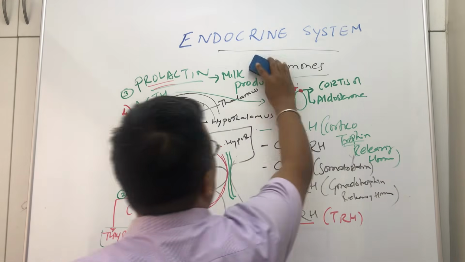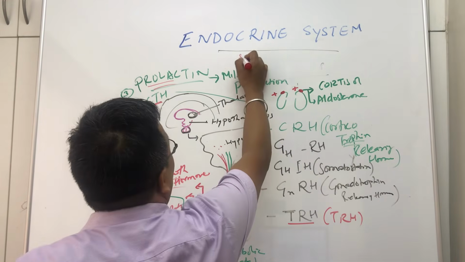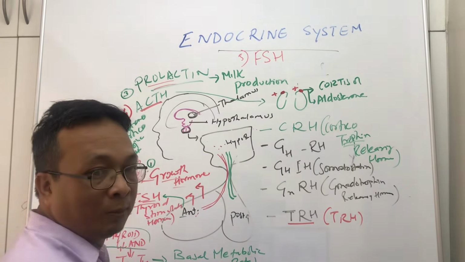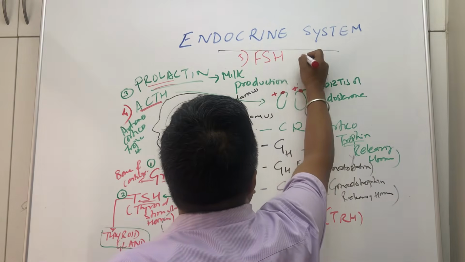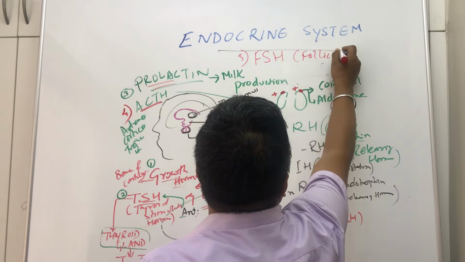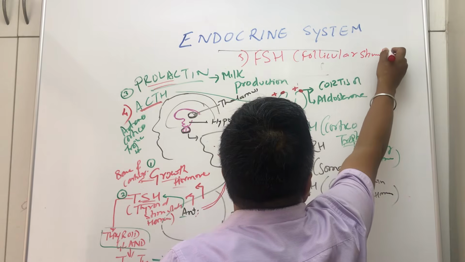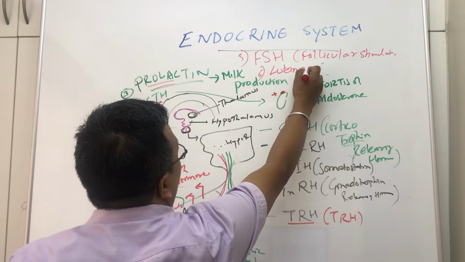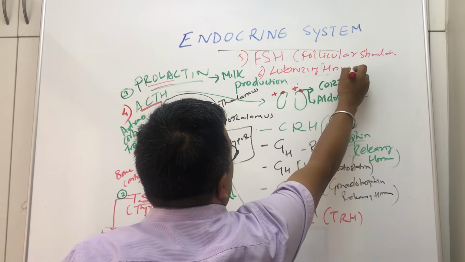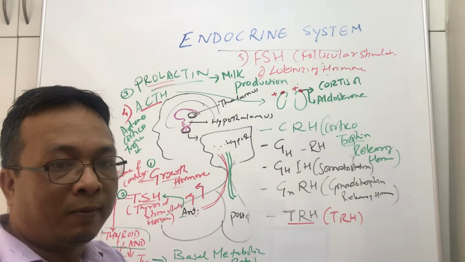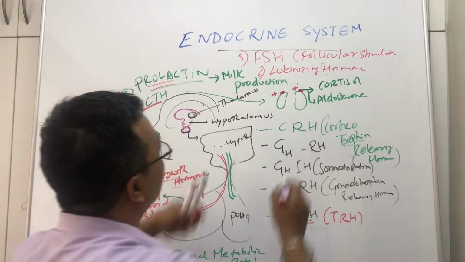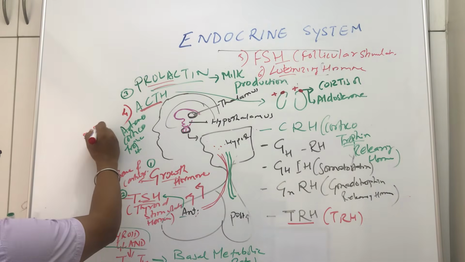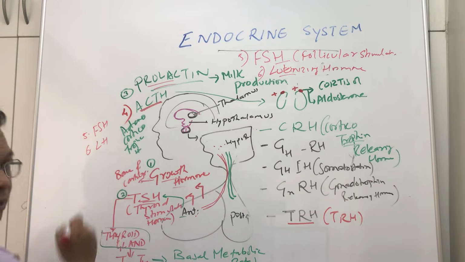okay, right here, number 5, FSH, follicle stimulating hormone, and number 6 is luteinizing hormone, LH. So number 5 and number 6 are follicle stimulating hormone, FSH, and LH. Okay, let me write here. Number 5 is FSH, number 6 is LH.